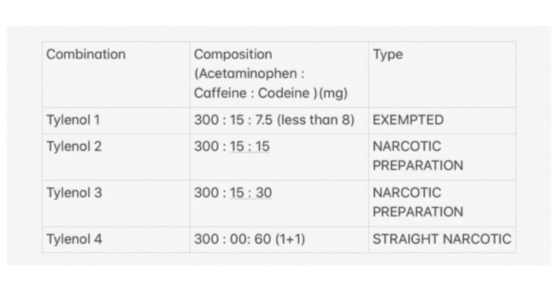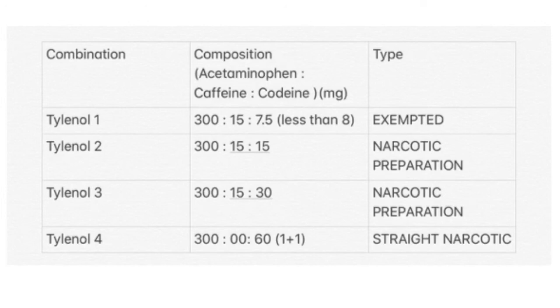Tylenol number 2 is 300 mg acetaminophen along with 15 mg caffeine and 15 mg codeine. So that is a narcotic preparation. Here you can see 1 narcotic and 2 non-narcotic. Codeine is narcotic, and acetaminophen and caffeine are non-narcotic. So this is a 1+2 combination, which is a narcotic preparation. Same with Tylenol number 3, which is a narcotic preparation.